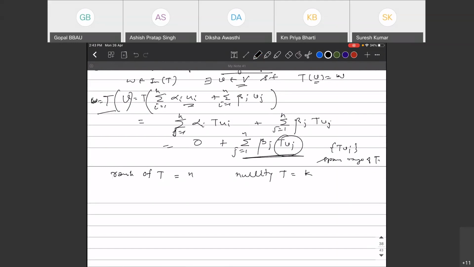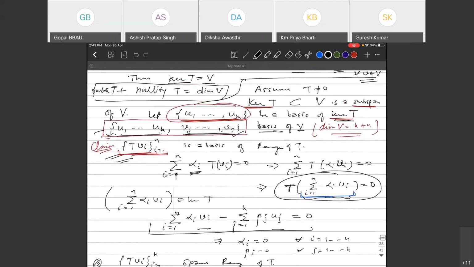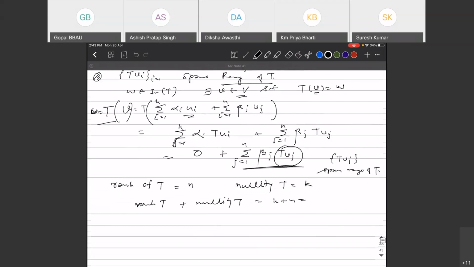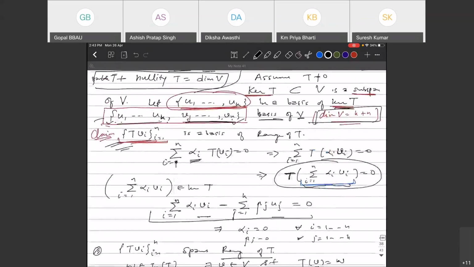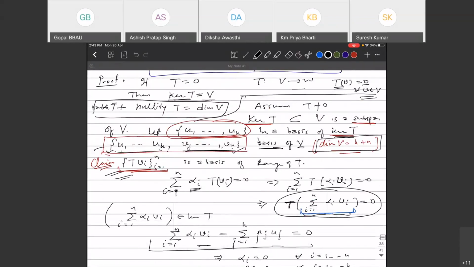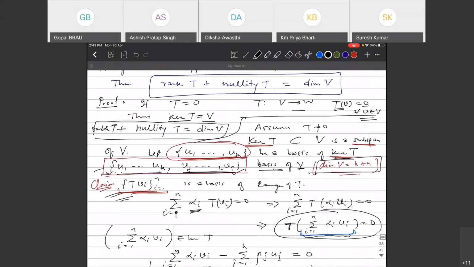Okay. So now add these two: rank of T plus nullity of T, which is K plus N. And you know what K plus N was? K plus N was the dimension of V. And you are done. So we are done.